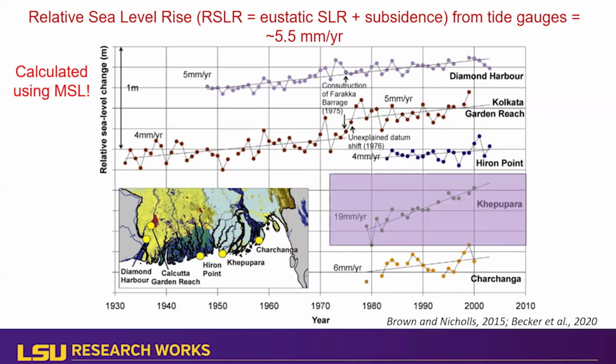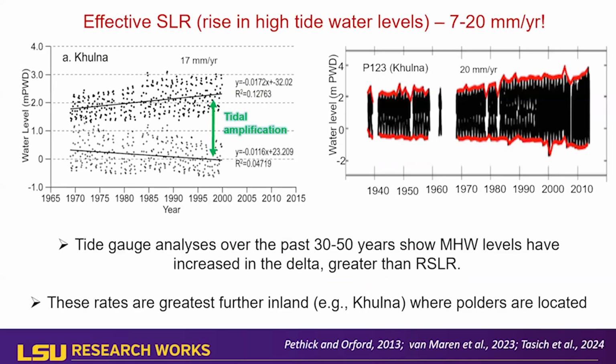So they take all of those tidal ranges, spring, neap, high, low, and average them out to get this. What's been happening of late is that we realize in this delta, it's the high water levels that are actually building those platforms, and it's really what the high water levels are doing that we need to be looking at. So there's been some important concepts of something called effective sea level rise, which is the rise in high tide water levels. So if we're only looking at the high tide, what it's doing over time and how fast that is moving. Some great work from Pethick and Orford and Van Maren really shows these rates are about 7 to 20 millimeters per year, and that the rates are really, really high in those areas of the polders that are further inland.